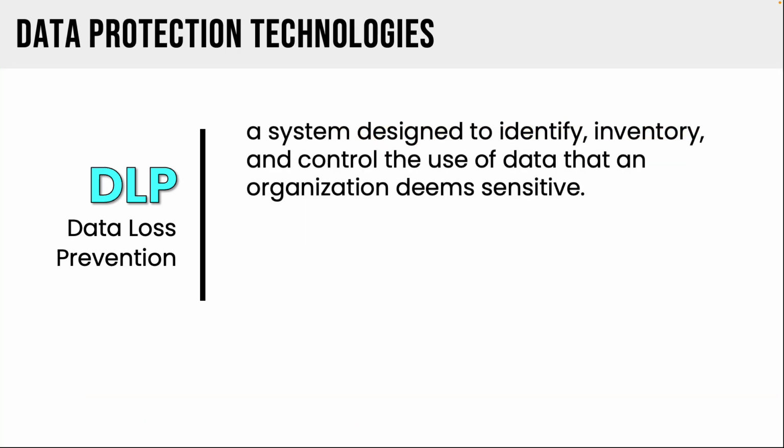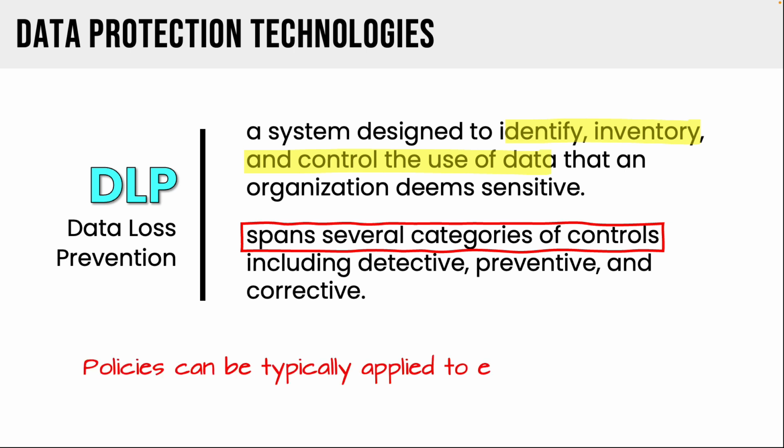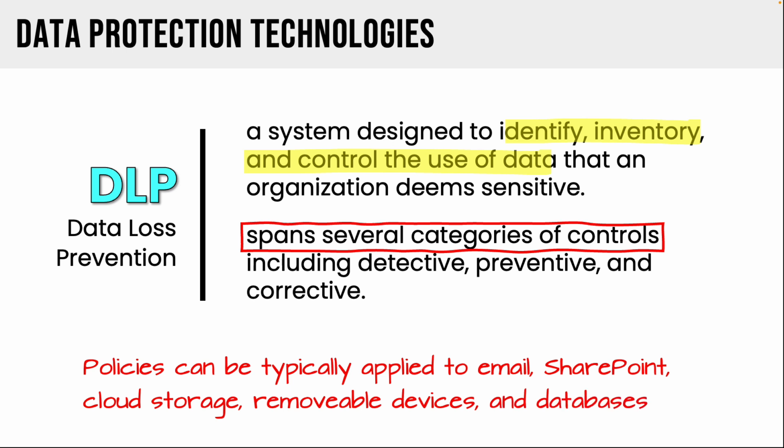And to say it another way and give you a bit of additional context, DLP is a system designed to identify, inventory, and control the use of data that an organization deems sensitive. And DLP technologies can span several categories of controls. They can be detective, preventive, or corrective in nature, depending on the features you enable. Oftentimes, with cloud solutions, it depends on the features you pay for. And policies can typically be applied to email, SharePoint, your cloud storage like OneDrive, for example, that's storing documents, removable devices like USB keys, and even relational databases.